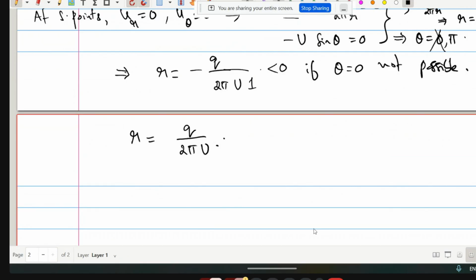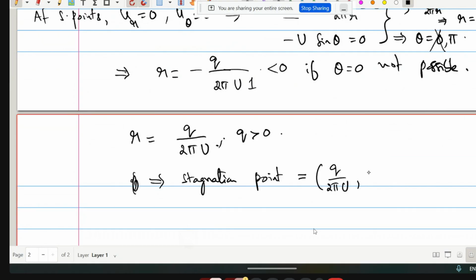So at theta equal to pi you have this one, where Q is positive. So finally the stagnation point is basically only one. The stagnation point where there is no flow is at R, theta: R is Q divided by 2 pi U, which is positive, and theta equal to pi. So this is your stagnation point. Now you can feel it, no?